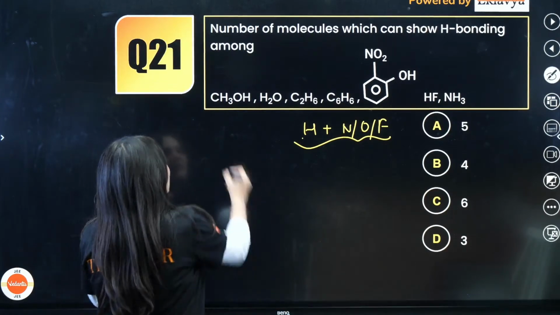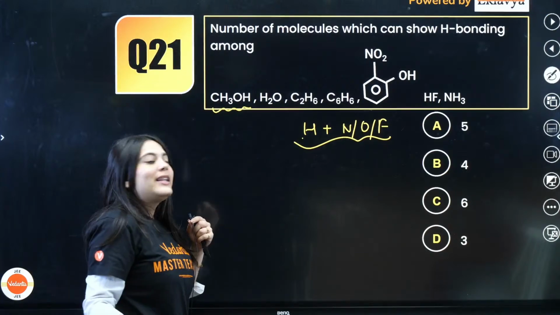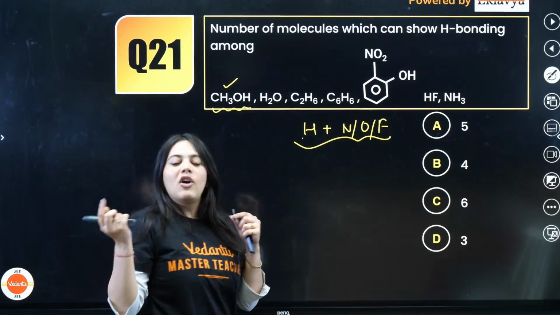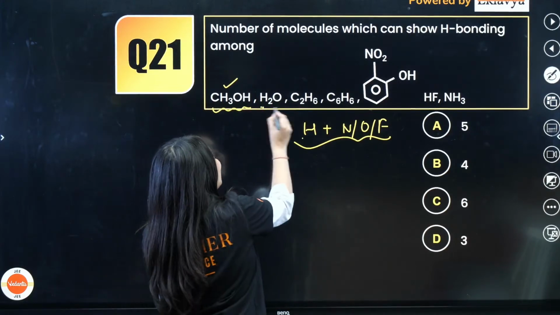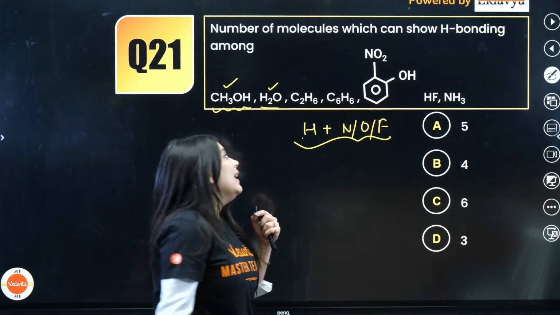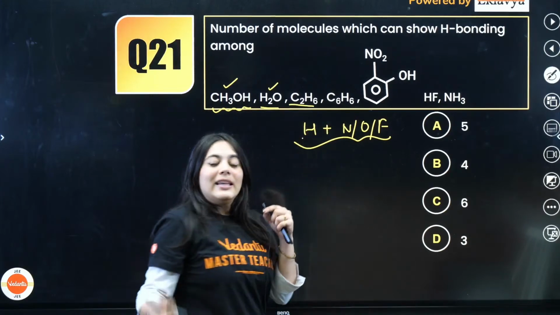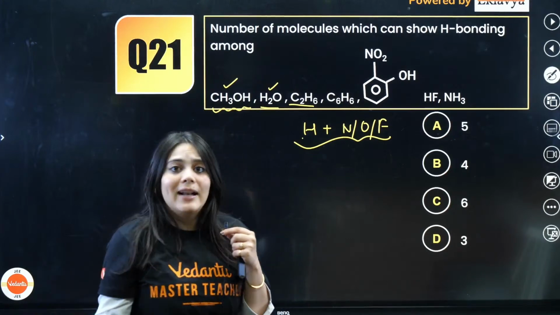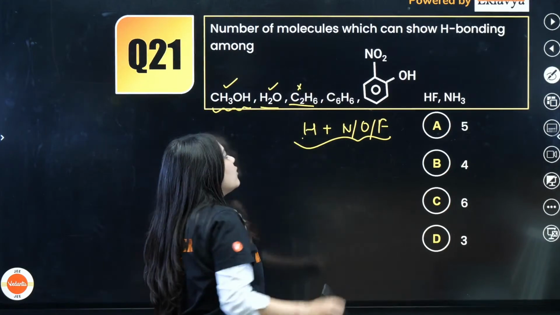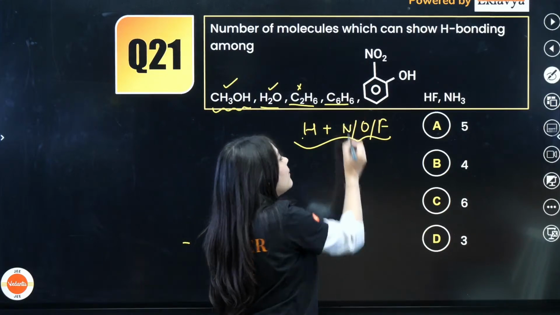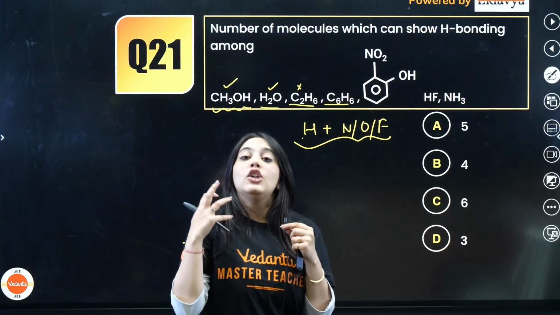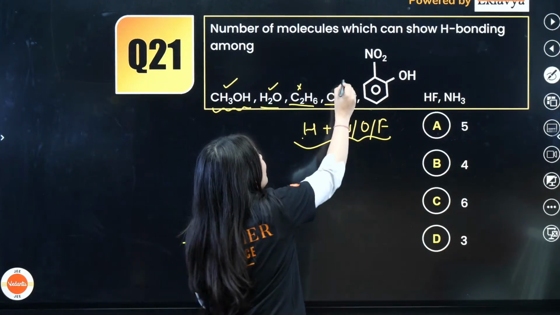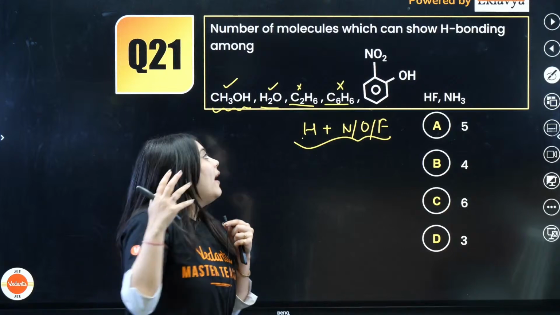Let us see one by one. There is methanol molecule. Definitely will show the hydrogen bonding, isn't it? H2O, once again oxygen and hydrogen are present, will definitely show hydrogen bonding. This is an ethane molecule. Ethane is a non-polar molecule. There is no electronegative atom in it. So this will not show hydrogen bonding. This is a benzene molecule. Once again a very non-polar molecule. There is no electronegative element in it. Therefore will not show any hydrogen bonding.